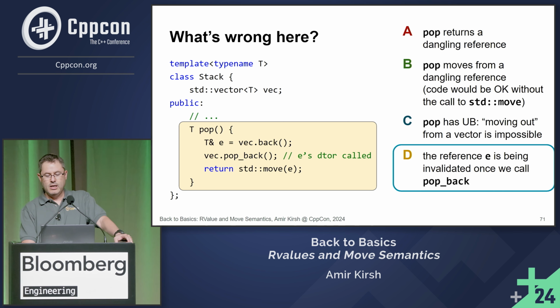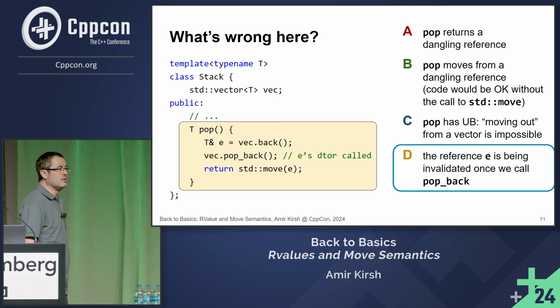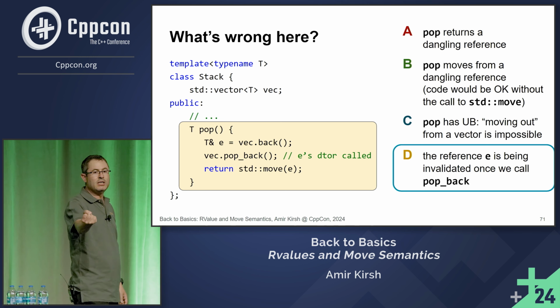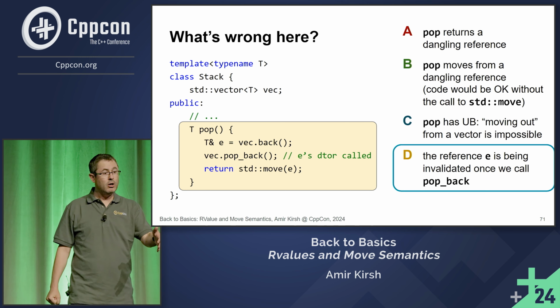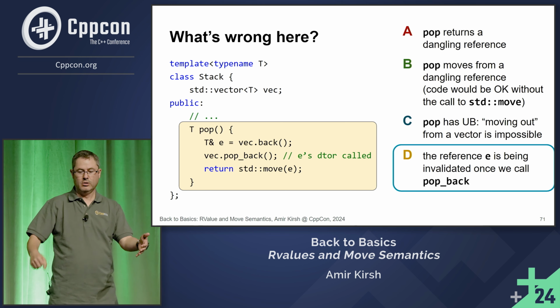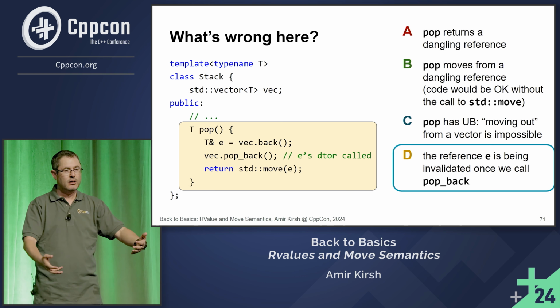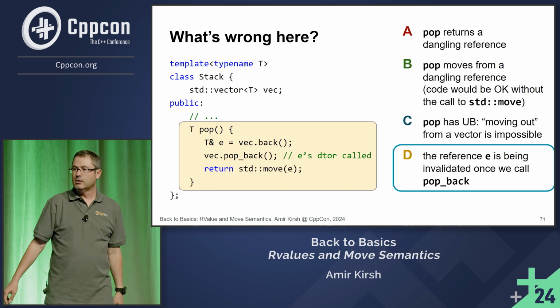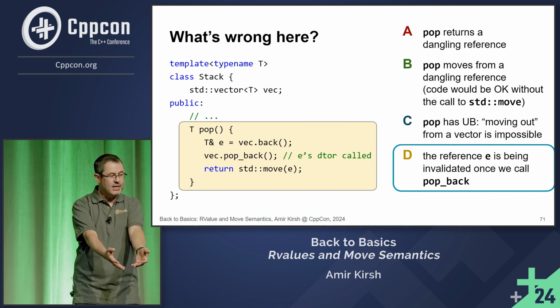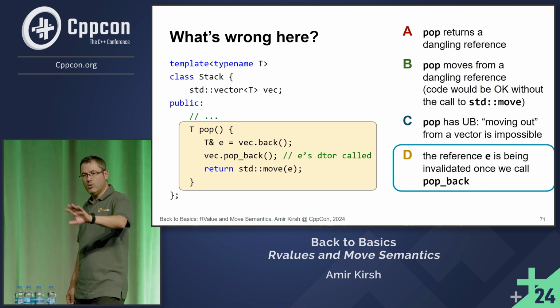And the answer is D. When we call pop_back, the actual value is invalidated. There is a call to the destructor on that value. So we hold a reference to an object that was invalidated, whose destructor was called. And then we move from it. No, it is dead by now. No, you should do it differently.